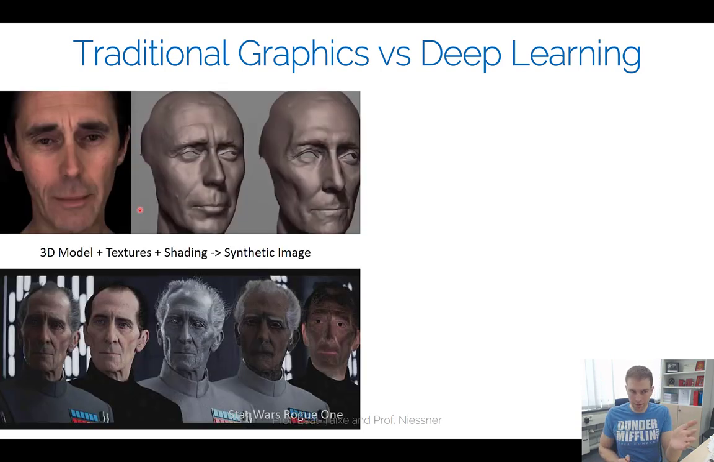In computer graphics, I've just given you a 10-minute crash course on what you can do. You basically have these 3D models, the textures, the shading, and then you synthesize a synthetic image out of it, right? This is an example from Star Wars, where they had the actor remodeled and then synthetically inserted into the movie. This is the decomposition of the different layers in the lighting pipeline. Here there are artists who created these models, and a lot of manual labor went into this.